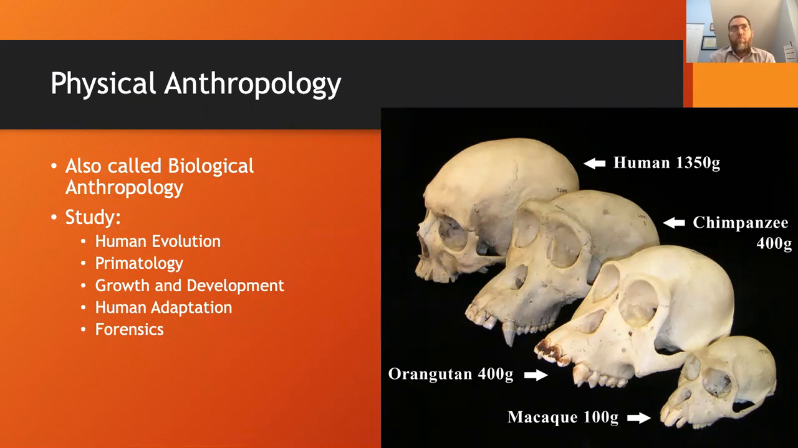So biological anthropologists, physical anthropologists, will study human evolution. They also encapsulate primatology, which is the study of great apes and primates, who are our most recent ancestors. They study human growth and development, human adaptation to different climates, various kinds of human adaptations, and forensic anthropology.